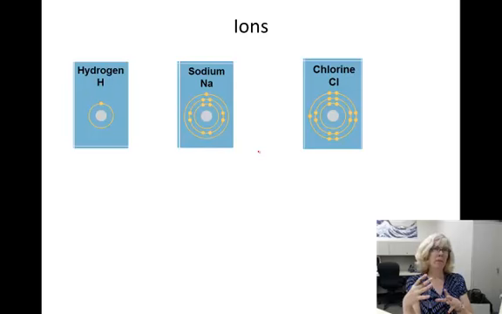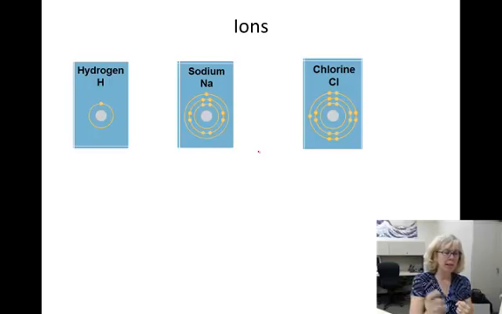Ions are atoms that have more or fewer electrons than they have protons, and this means they're positively or negatively charged. This occurs because the outer electron shell of the atom either has very few electrons and is very willing to give them up, or is missing a few electrons and tries to take more.